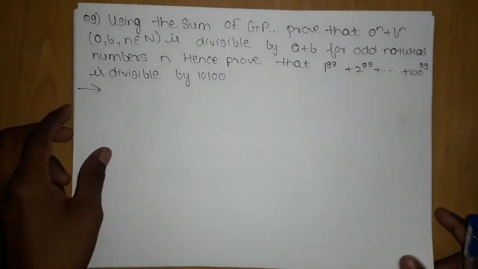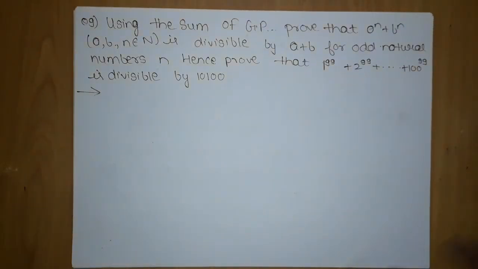This is a tough question, not a simple question. The question is as follows. This is question number 9. Using the sum of GP, prove that a power n plus b power n, where a, b, n belong to natural numbers, is divisible by a plus b for odd natural number n. Hence, prove that 1 power 99 plus 2 power 99 plus, till 100 power 99 is divisible by 10100.